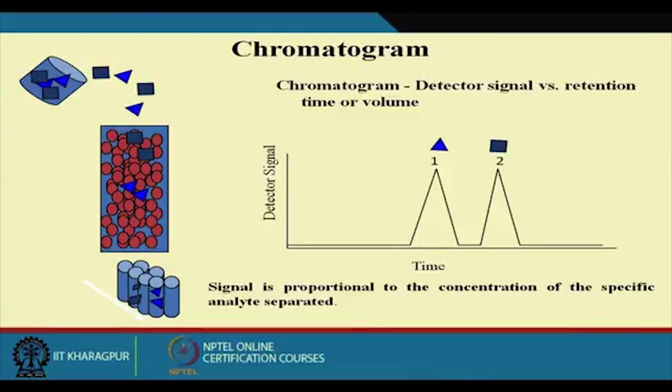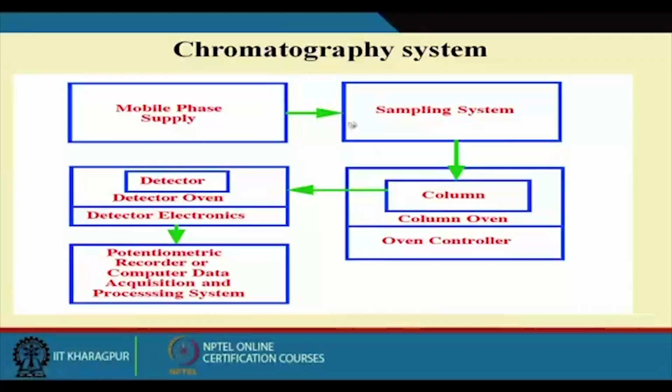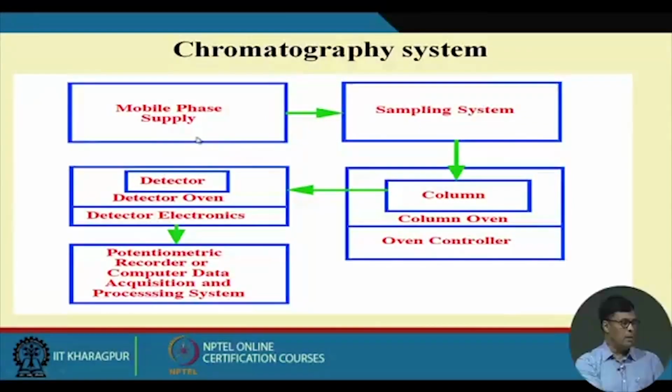Qualitative analysis, we find out what the different possible components present in the sample are, and quantitative analysis means how much of the different components are present in the sample. When we want to do quantitative analysis, we inject the standard sample with a desired concentration. With respect to that, we find out how much concentration of that particular component is in the sample.